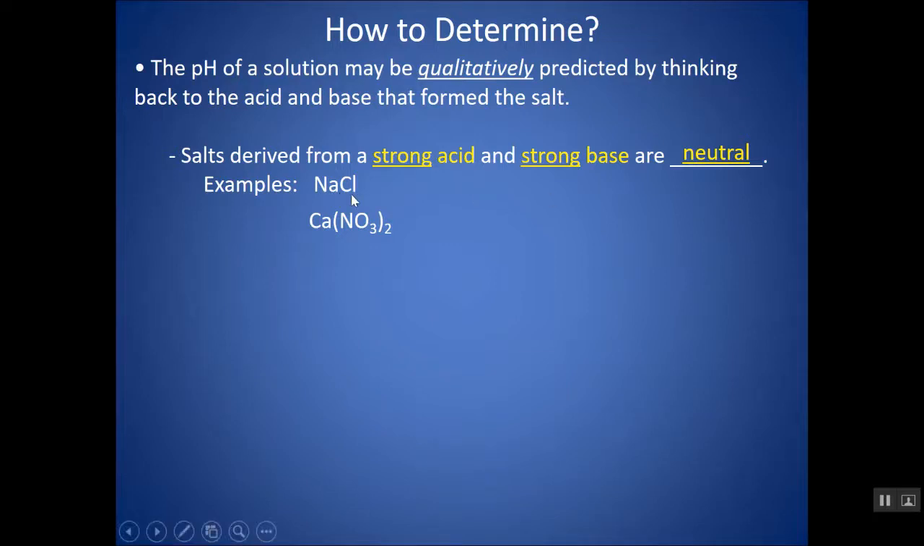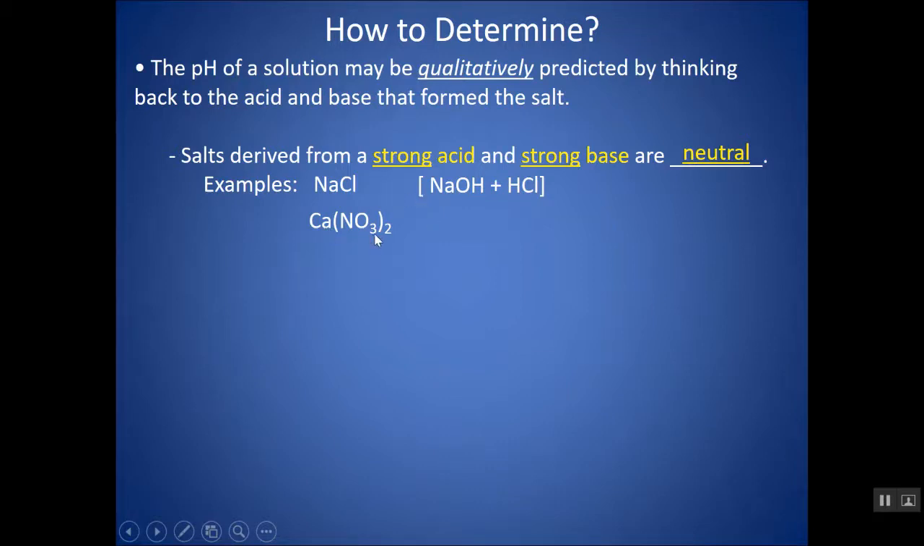For instance, NaCl. What made NaCl? Well, the Na had to have come from NaOH and the Cl had to have come from HCl. NaOH plus HCl would make H2O plus NaCl. That would be the salt. So this is a strong base and strong acid. This salt is neutral. Neither of these ions would have any strength; they'd have negligible strength as acids or bases.